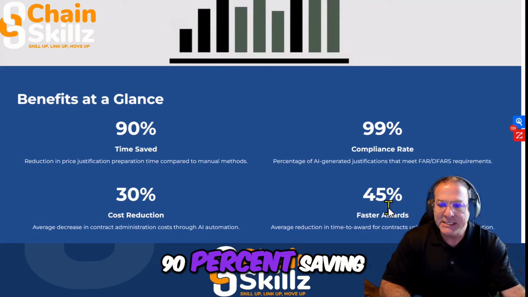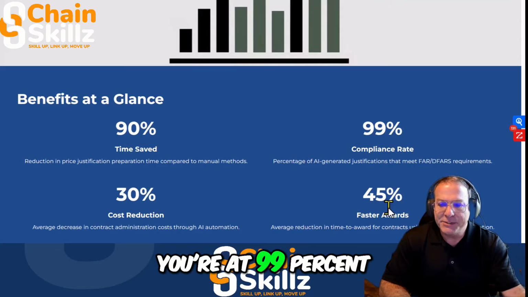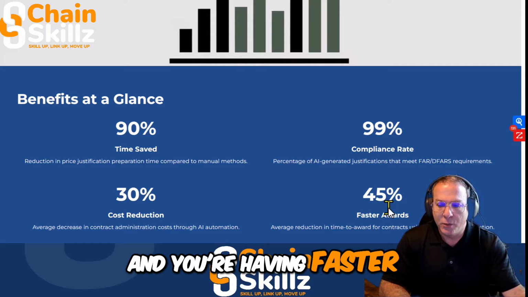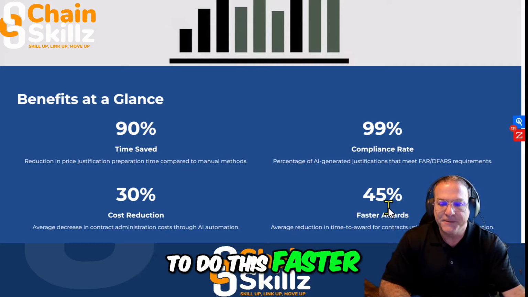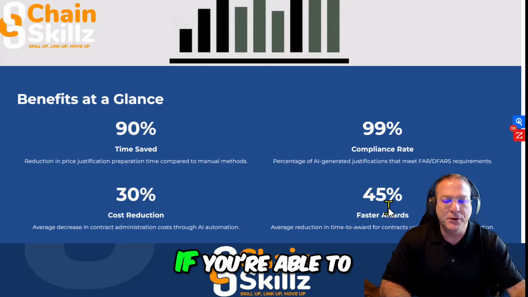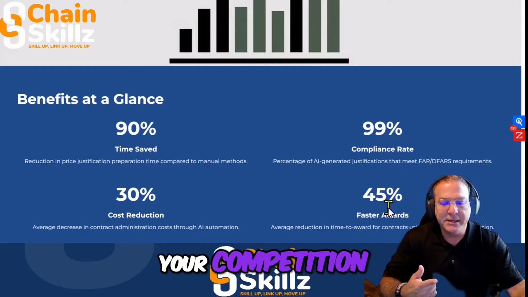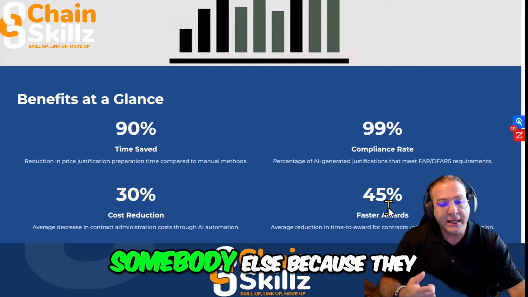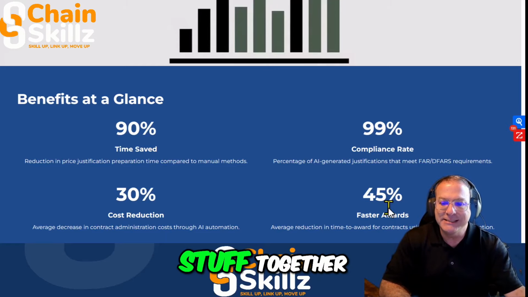Benefits, again, 90% saved in time. You're at 99% compliance rate, cost reductions 30%, and you're having faster awards because you're able to do this faster. Time goes to the winner, right? If you're able to do this faster than your competition, you're able to meet the needs of the auditors faster, then they can move on to somebody else because they know you have your stuff together.